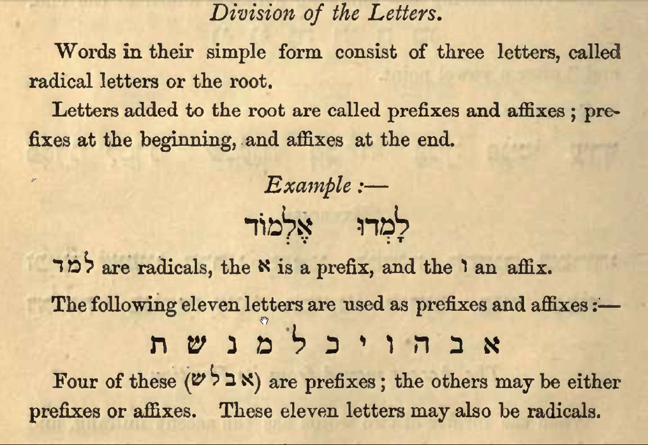So the following 11 letters are used as prefixes and affixes: Aleph, Bet, He, Vav, Yud, Chaf, Lamed, Mem, Nun, Shin, and Tov. 4 of these, what we call ablash, are prefixes. The others may be either prefixes or affixes. So ablash are prefixes, the others are one or the other. And these 11 letters may also, of course, be radicals. In other words, they can form part of the actual section of the word that has the meaning, the semantic meaning of the word.